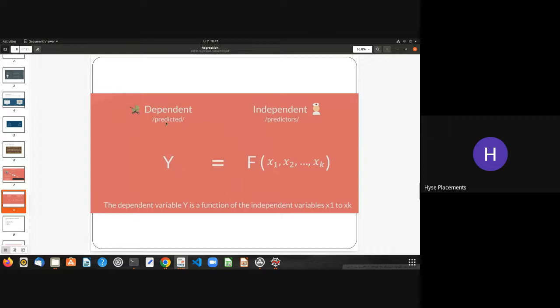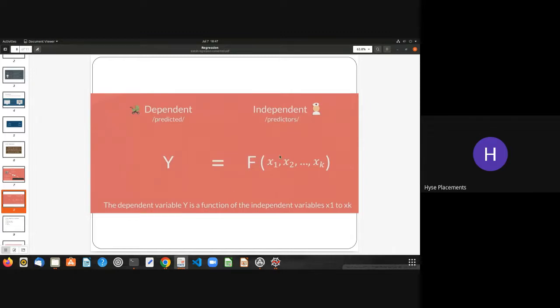Y is the predicted value, that is the dependent variable, and the predictors are the independent variables. Those are responsible for doing the predictions, that's why they are called predictors, the inputs. Y equal to a function of x1, x2, and so on up to xk. This f, the functional relationship, might be any formula. If you want to use a simple mean, you can: you take the average of x1, x2 up to xk, and the output y would be the average of all the inputs.